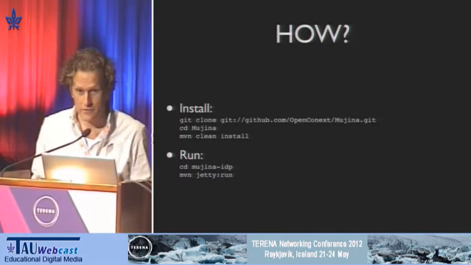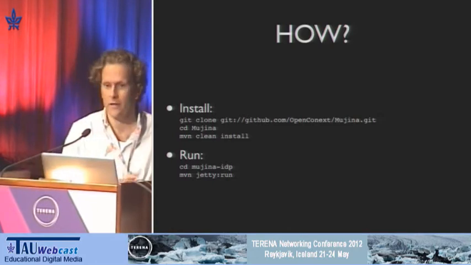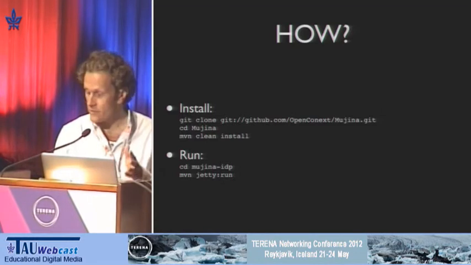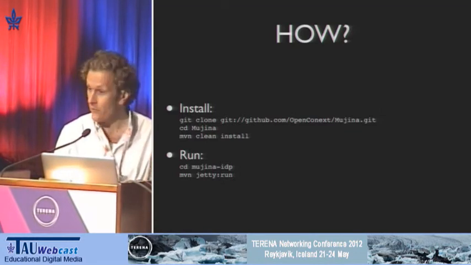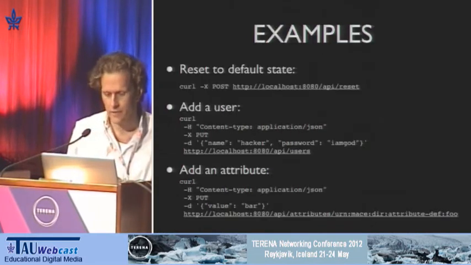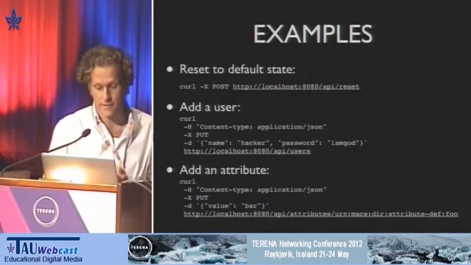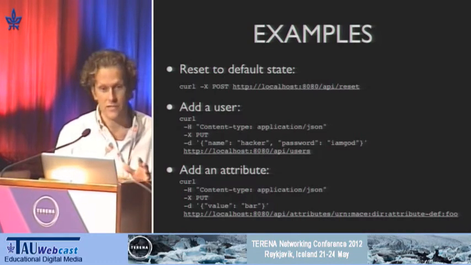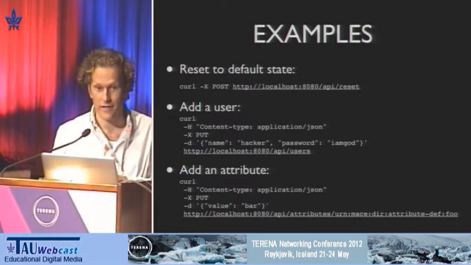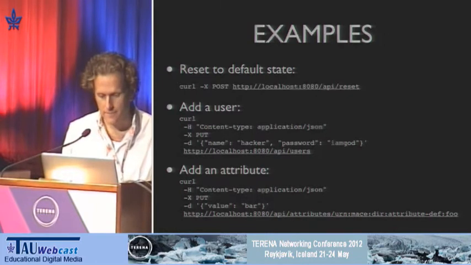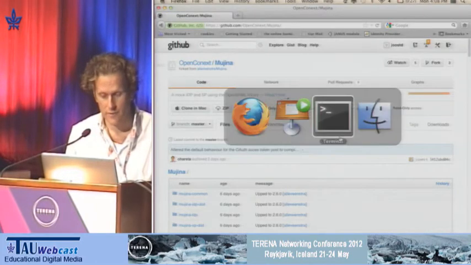So how are you going to do this? Well, we have a Git repository containing the software. Just get the Git repo, build the software using Maven, and run it using Jetty. So this is basically information from our README file. And what you can do is dynamically configure your IDP to release specific attributes that are required on your SP. So you can automate tests using, for example, curl to configure your IDP. So maybe it's useful to just give a little demo.